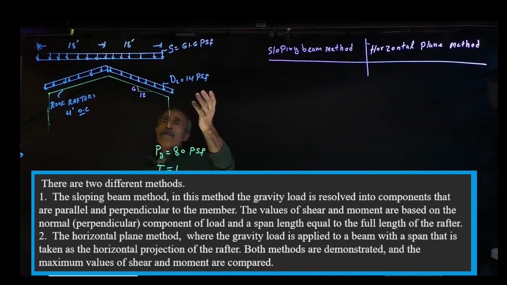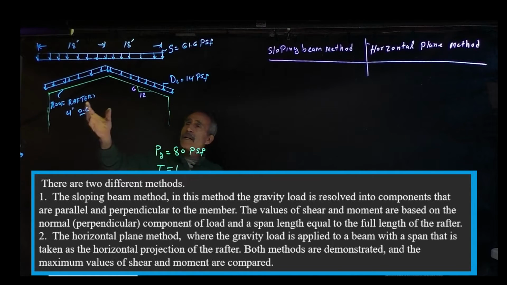The dead load of the material, which we've done many times, is basically the weight of the plywood, shingle, rafter, all that itself. It's going to come out to 14 pounds per square foot. And we're going to go ahead and analyze these step by step using both methods.